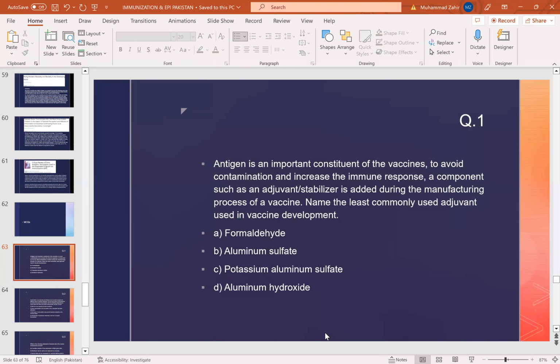Antigen is an important constituent of the vaccine. To avoid contamination and increase the immune response, a component such as an adjuvant or stabilizer is added during the manufacturing process of a vaccine. Name the least commonly used adjuvant used in vaccine development. Formaldehyde, aluminum sulfate, potassium aluminum sulfate, or aluminum hydroxide. No, the correct answer is formaldehyde. It is the least used adjuvant in vaccines.